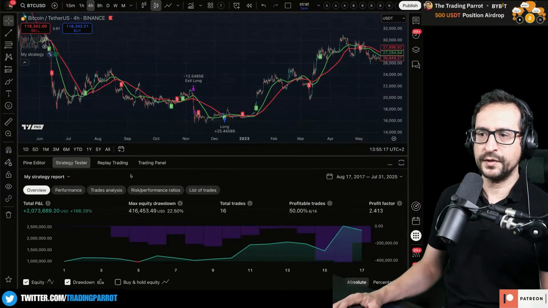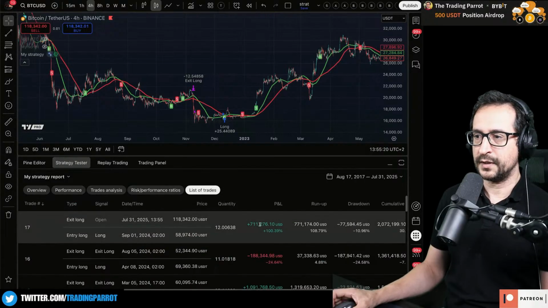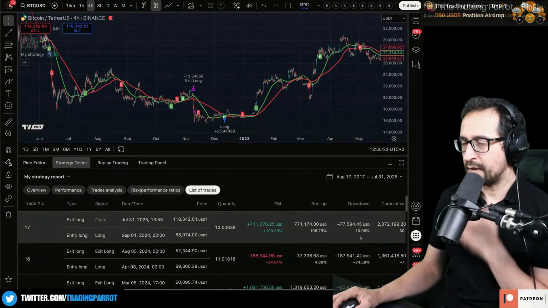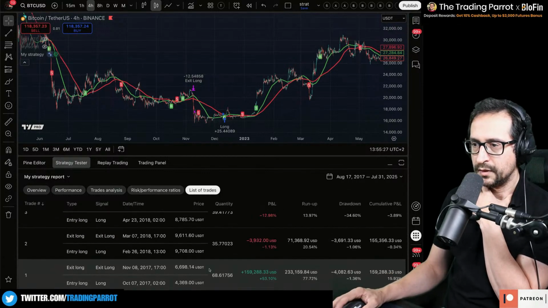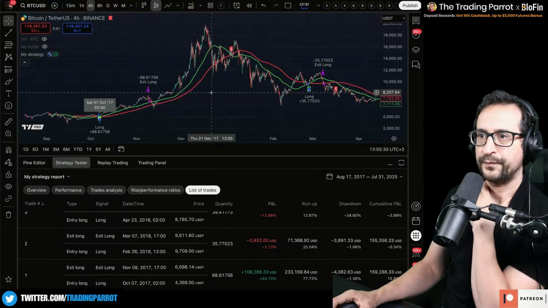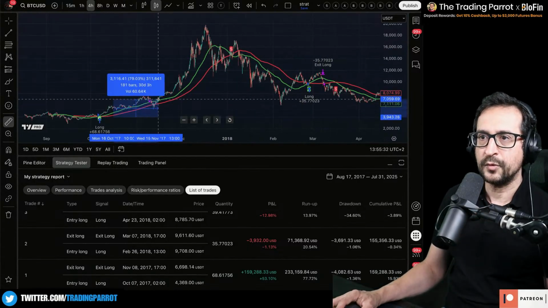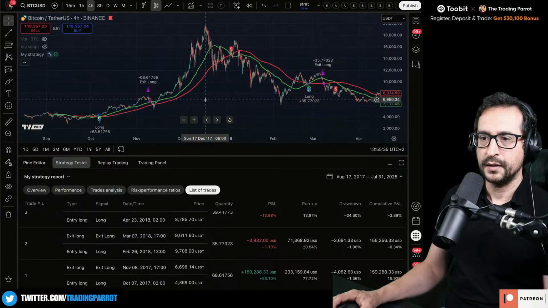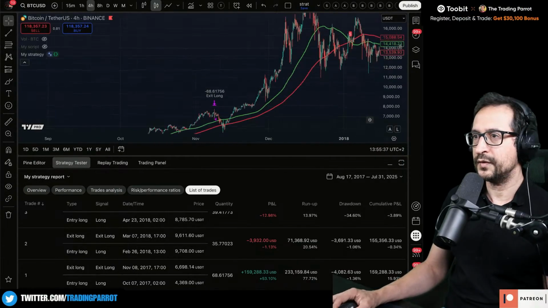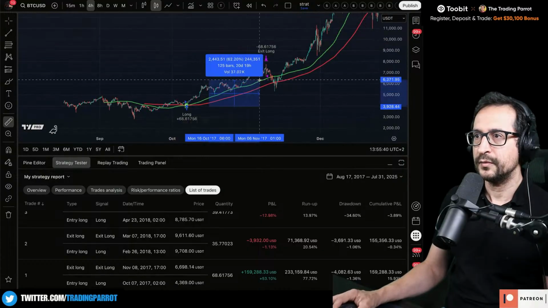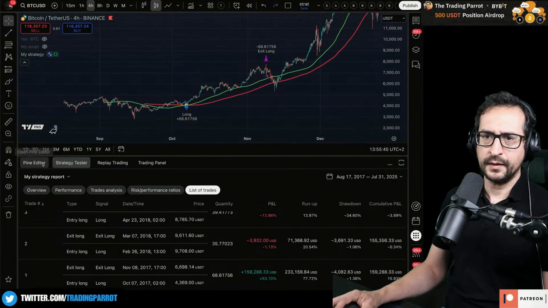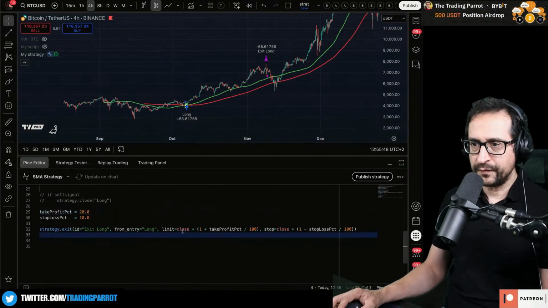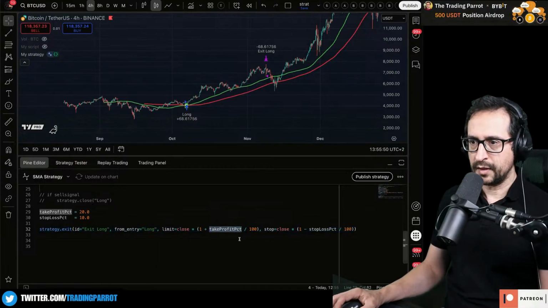And let's go to the strategy tester. Let's look at the trades. Let me see the first trade. Let's go to this trade. And let's calculate how much this moved up. As you can see, it's exiting way too late. This is 70% up. And in the Pine editor, this says close, take profit, percentage.